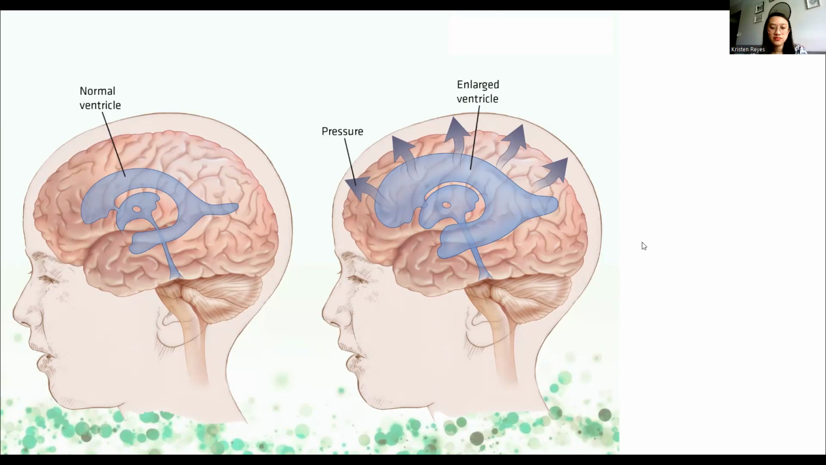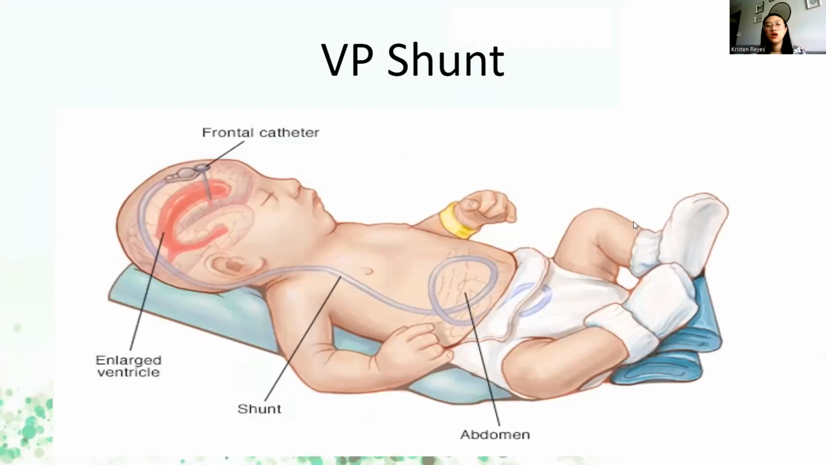So how do we manage? One of the ways to manage is via placing a VP shunt. Basically, you will place a tube inside the brain of the patient to drain the CSF.